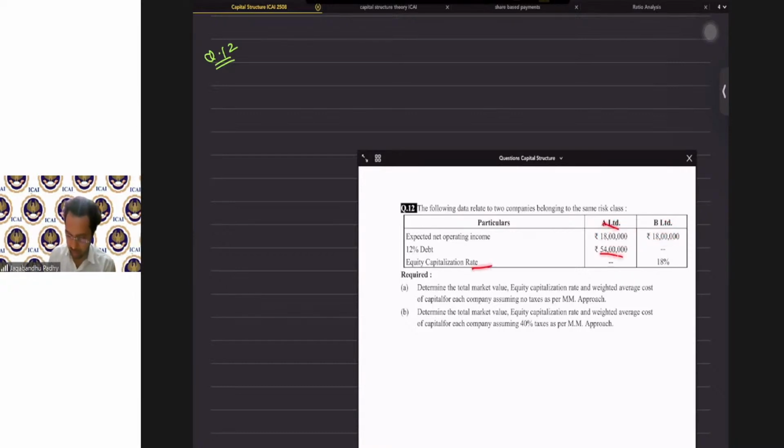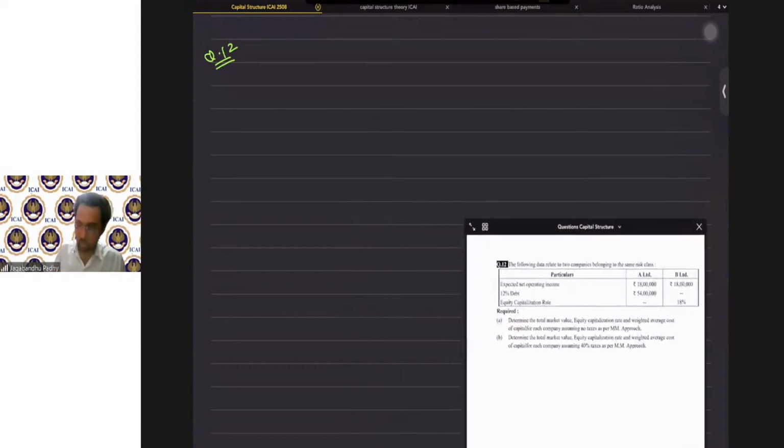12% debt is there in A Limited. Equity capitalization rate is 18%. What we are required to do is determine the total market value, equity capitalization rate, and weighted average cost of capital for each company, assuming no taxes as per the MM approach. So considering no taxes, what will be the value of the company, equity capitalization rate, weighted average cost? That's there. And then the second part is assuming a tax rate. Okay. So let's work out the first case wherein there are no taxes. So case one, no taxes.